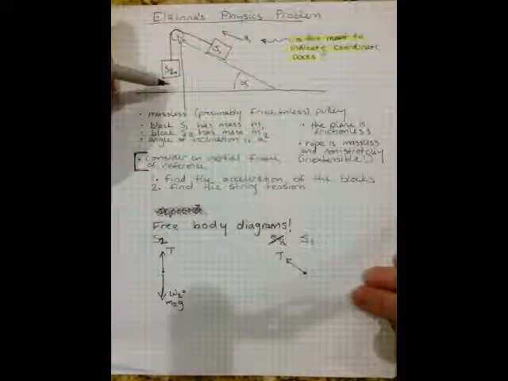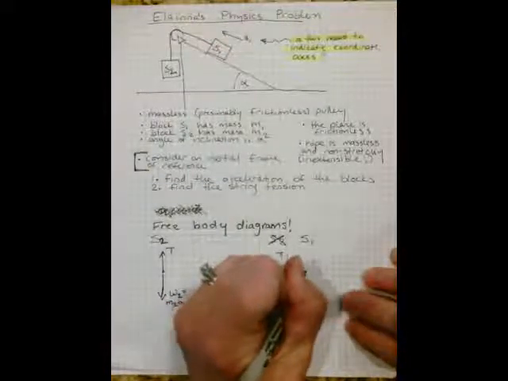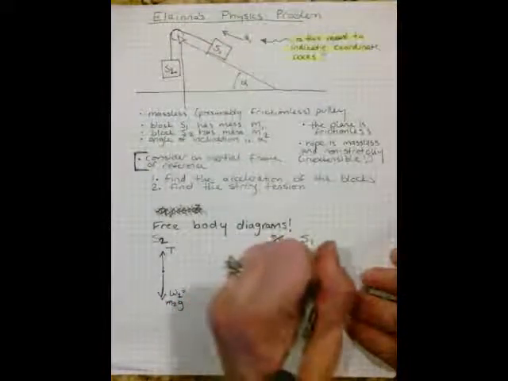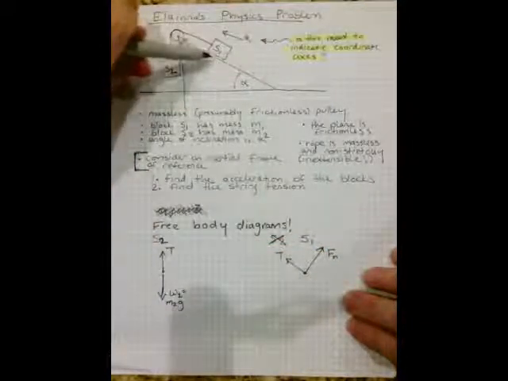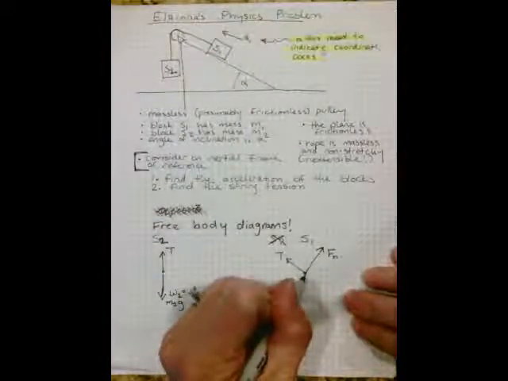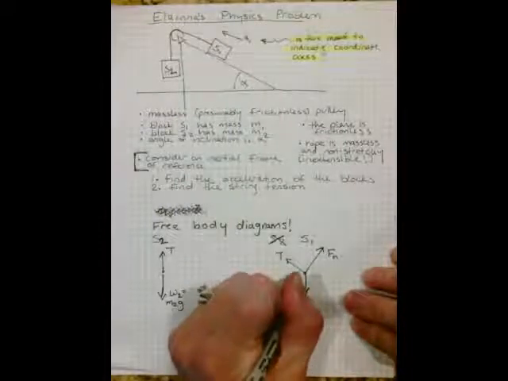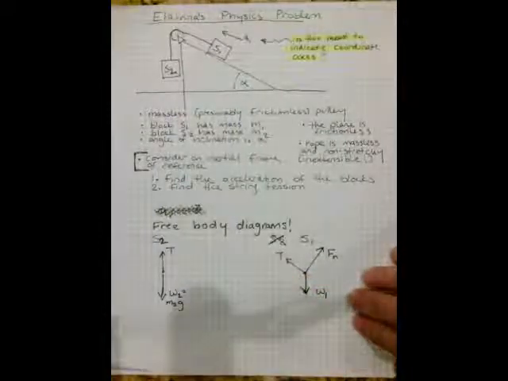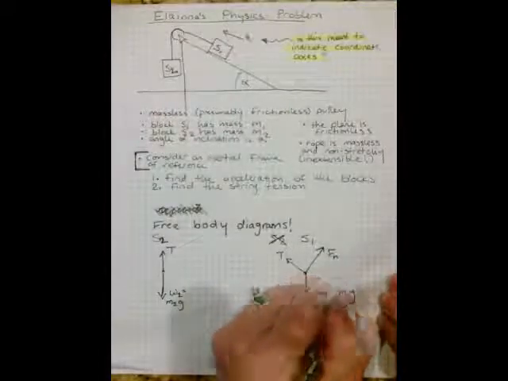And then we have the normal force, the support force of the plane holding up S1, and then again the directly downward force of the pull of gravity, so W1, which again I can immediately write as M1G.